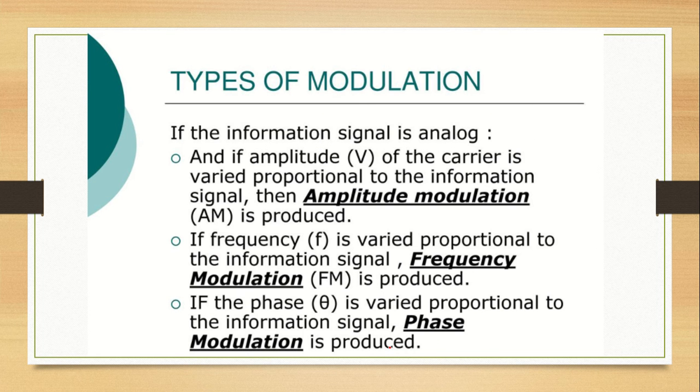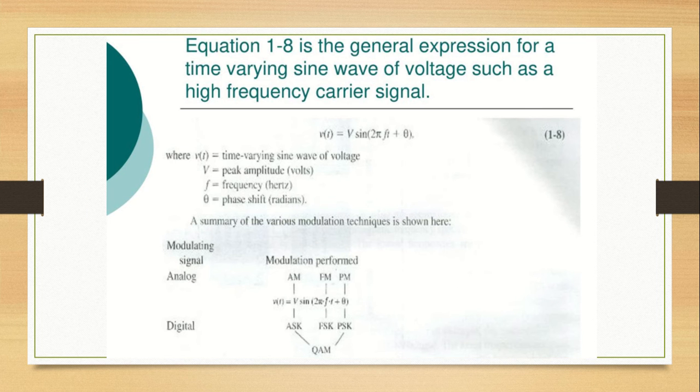For the types of modulation, we have amplitude modulation, frequency modulation, and phase modulation. If the information signal is analog, and the amplitude V of the carrier is varied proportional to the information signal, then we have what we call amplitude modulation. This will be produced when the amplitude of the carrier is varied according to the information signal. If the frequency F is varied proportional to the information signal, we have what we call frequency modulation, or FM. And if the phase or angle is varied proportional to the information signal, then we have what we call phase modulation. Okay, so these are the types of modulation.